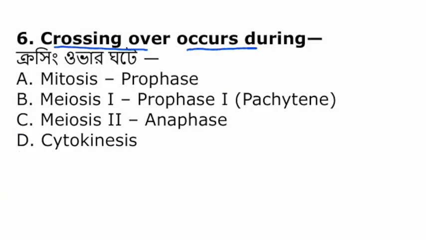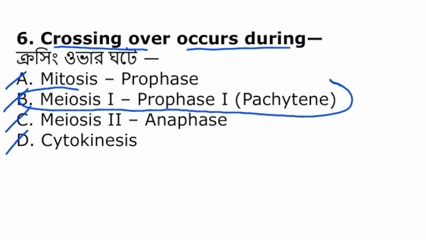Crossing over occurs during — Crossing over কখন ঘটে? Mitosis prophase, meiosis 1 prophase 1, meiosis 2 anaphase, cytokinesis. The crossing over basically occurs during meiosis 1 prophase 1.